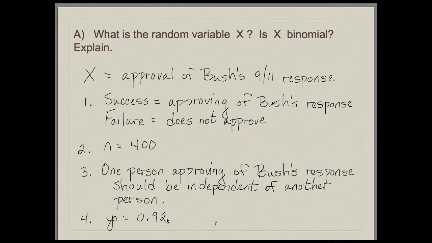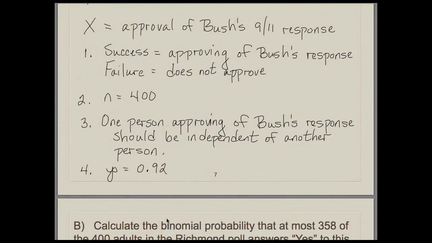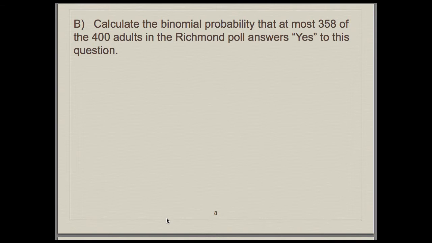So let's do some calculations now. So the second question: calculate the binomial probability that at most 358 of the 400 adults in the Richmond poll answered yes to the question. So let's lay out first what that probability is we're trying to find. We're trying to find the probability that x is less than or equal to 358 because we want at most 358.